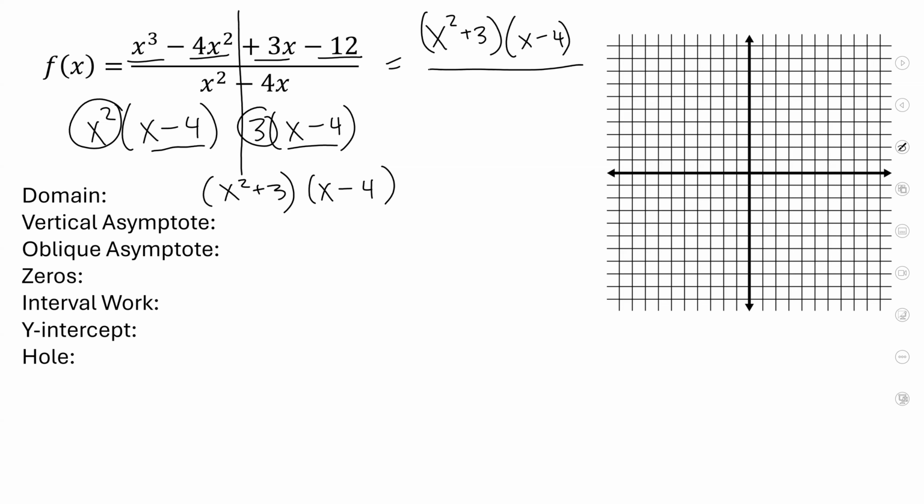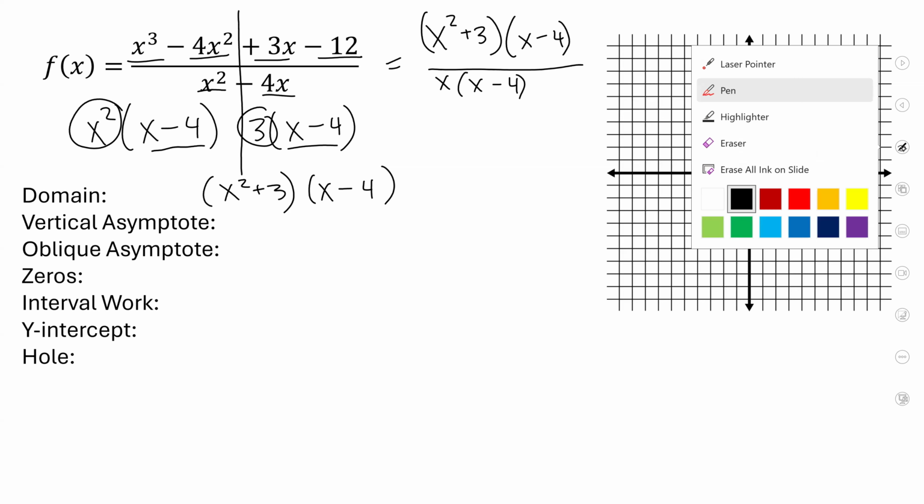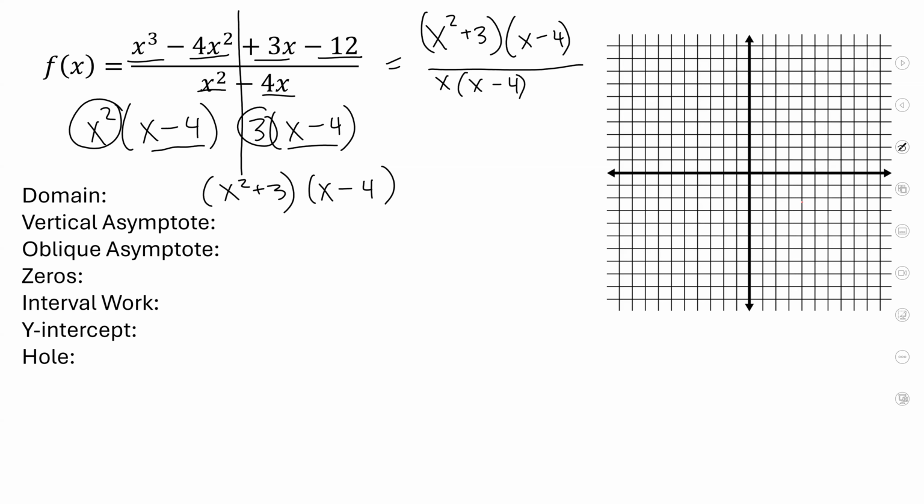Okay, and our denominator, what can these both be divided by? So this can be x times x minus 4. Okay, so guys, do y'all see what cancels? Those cancel. That means I have a hole. I have a hole at, let's set it equal to 0 and solve. I have a hole at the x value 4.